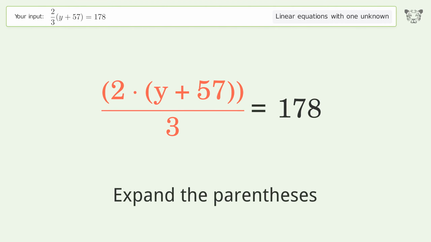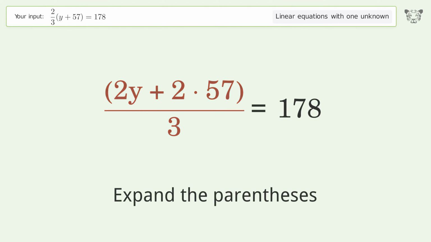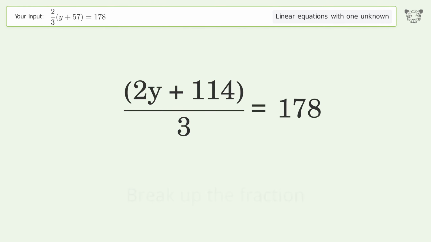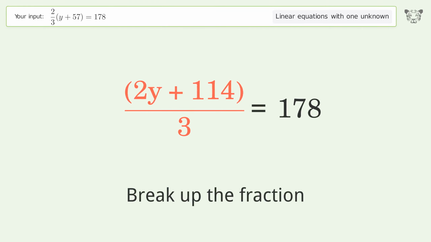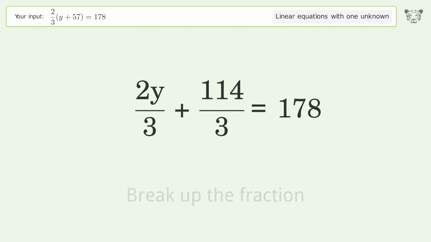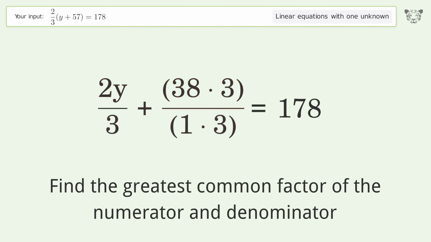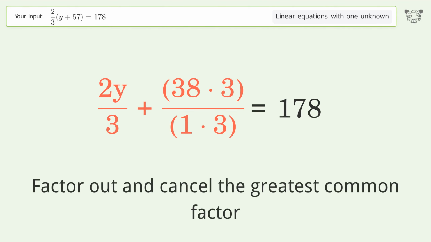Expand the parentheses. Simplify the arithmetic. Break up the fraction. Find the greatest common factor of the numerator and denominator. Factor out and cancel the greatest common factor.